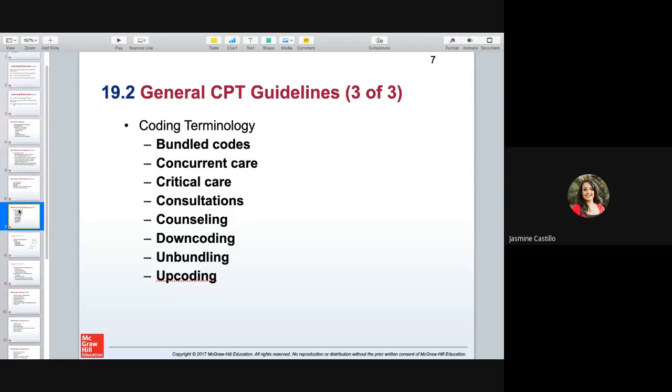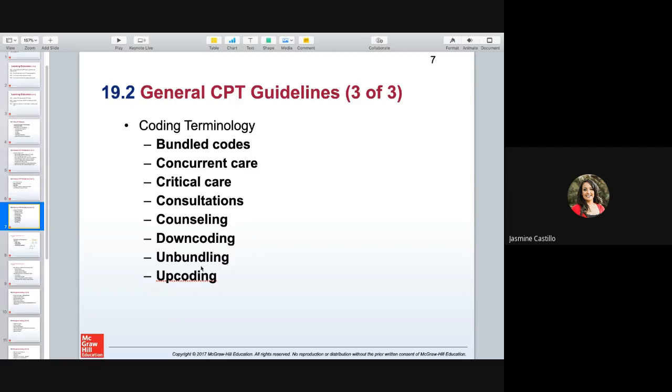If I had just one breast done, meaning unilateral, then I would be using the code 77055 for just the one. I couldn't use 77055 for each breast. I would have to use the bundle code, and that bundle code is the 77056. So again, unbundling is not allowed. That is also considered fraud.